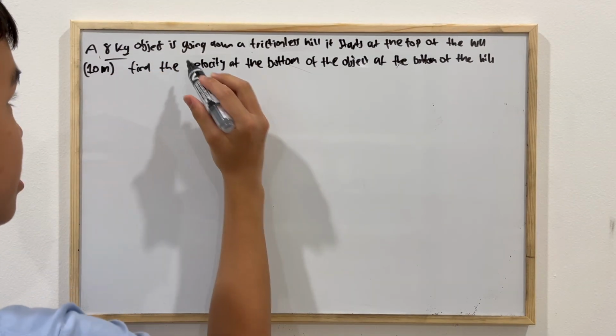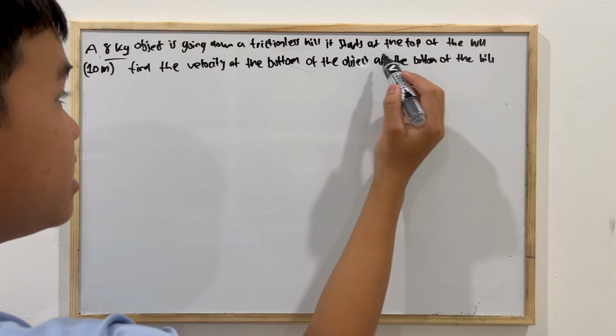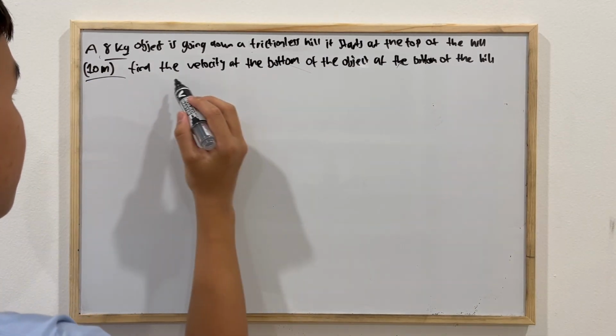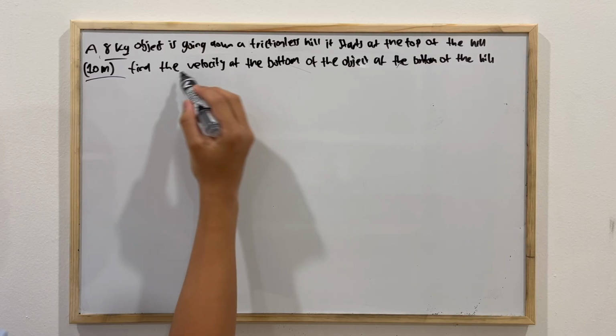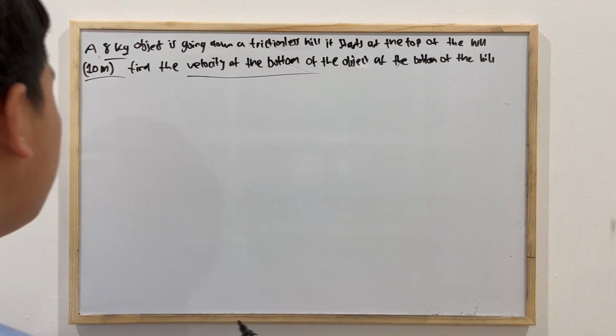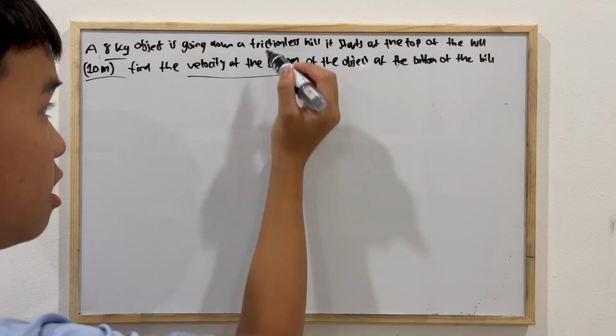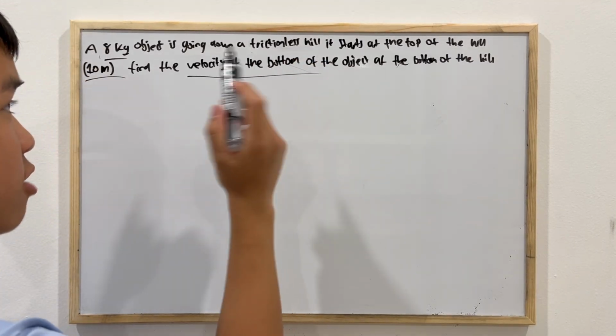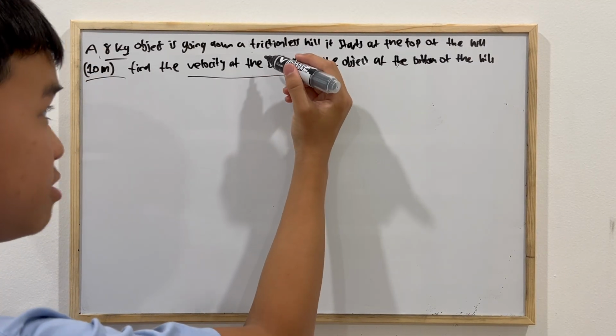An 8 kilogram object is going down a frictionless hill, and it starts at the top of the hill, 10 meters, and the question is asking us to find the velocity at the bottom of the hill. Okay, so what does frictionless mean? Well, frictionless means that no energy is lost, so we're assuming 100% conservation here.